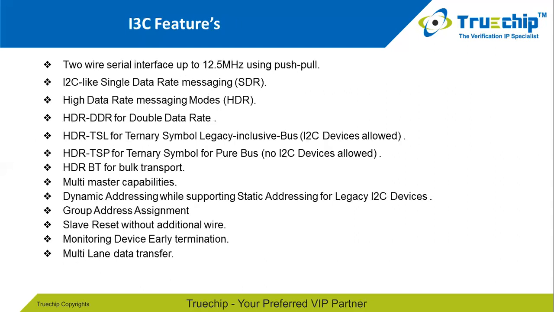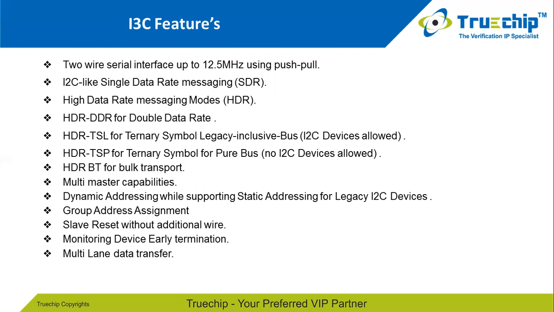As I said, I3C is a two-wire serial communication protocol, which works up to 12.5 MHz using push-pull. There are different messaging modes in I3C, like SDR, which is significantly similar to the I2C protocol in terms of procedure and conditions. HDR, high data rate messaging modes, has multiple submodes like HDR DDR, used for double data rate, HDR-TSL, used with ternary coding, which includes both I3C and legacy I2C devices, HDR-TSV, used with ternary coding and no I2C devices present on the I3C bus, and HDR bulk transport. I3C is a standard used for connecting multiple masters and multiple slaves at a time.